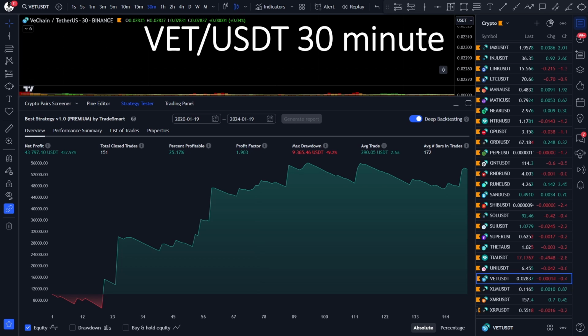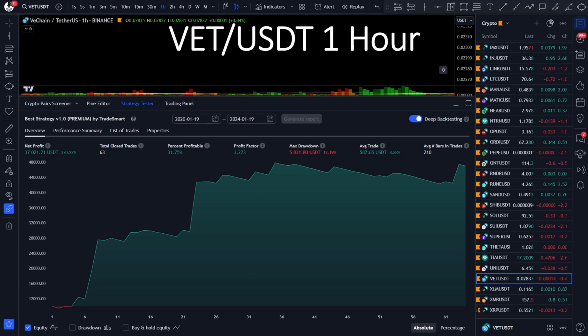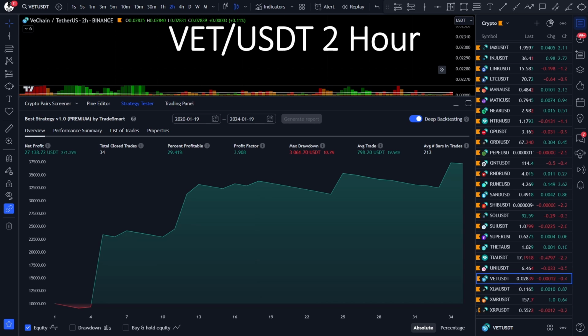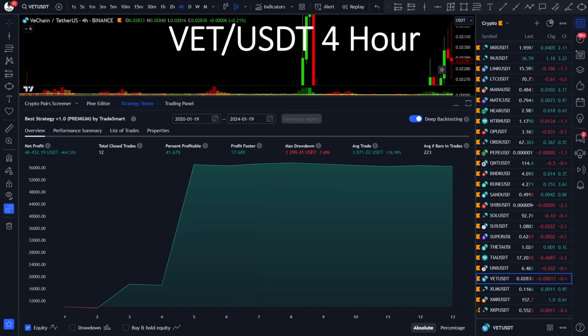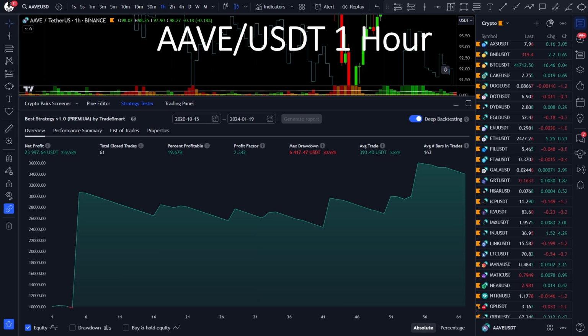and makes huge gains on those pumps. But when Bitcoin is sideways or slowly trending up, the strategy's equity curve is mainly trending sideways or slightly down. So what I can see, there's still room for improvement.